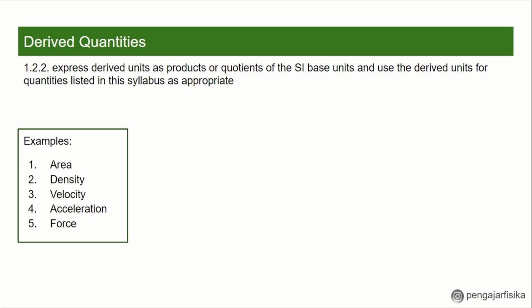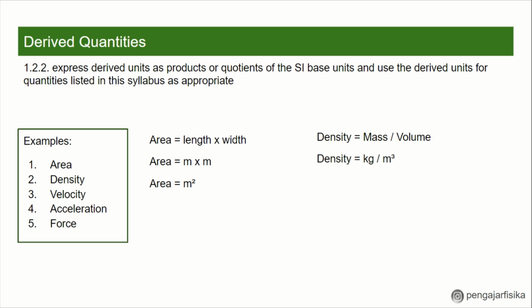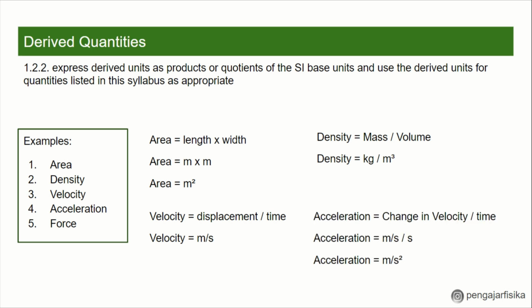For example, area is derived from length times width, so the unit is meters squared. Density is derived from mass over volume, so the unit is kilogram per meter cubed. Velocity is derived from displacement over time, so the unit is meter per second. And acceleration also has its own derived unit as shown here. It is derived from change in velocity over time, so the unit is meter per second squared.